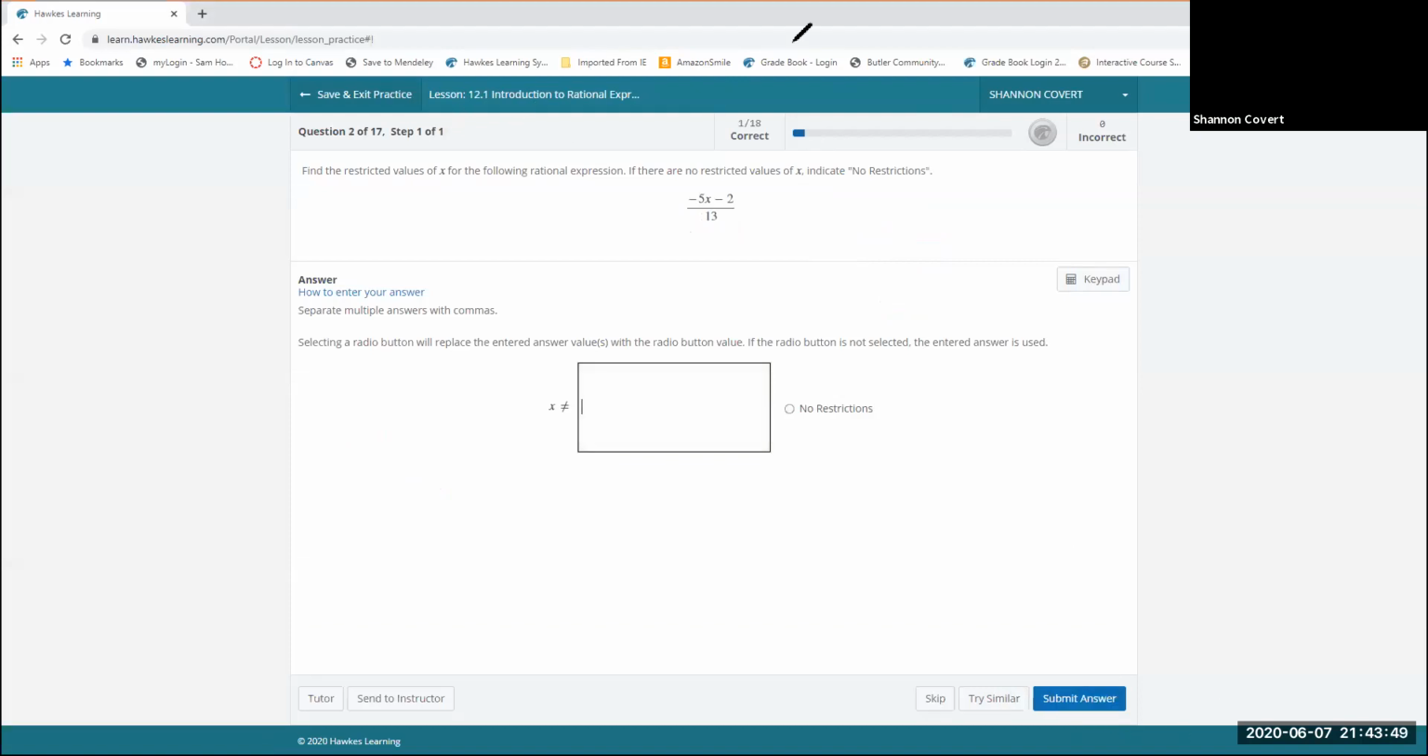So in this problem, again, find the restricted values of x for the following rational expression. If there are no restricted values of x, indicate no restrictions. And this time we have negative 5x minus 2 all over 13. So if you remember back on that page that we talked about restrictions, in order for there to be restrictions, there has to be a denominator with a variable. So 13 is just a constant term. It doesn't have a variable. So 13 is never ever going to be able to equal 0. So this is a situation where there are no restrictions.